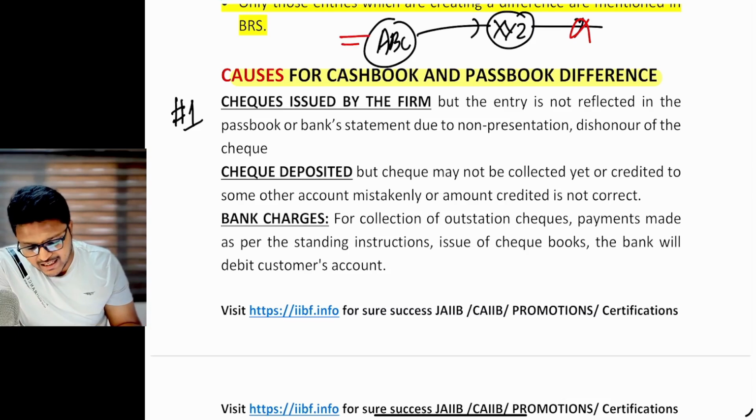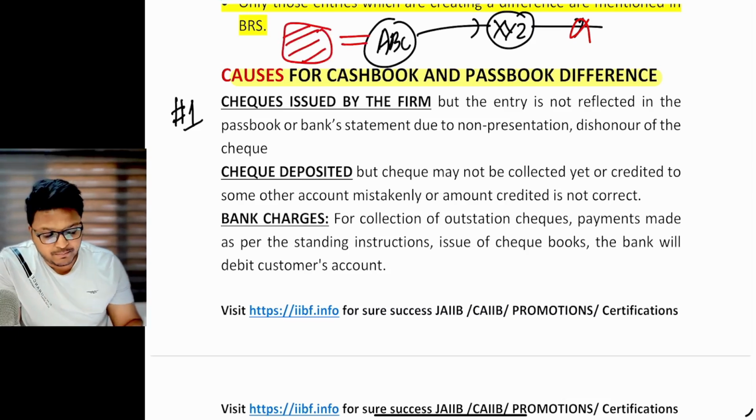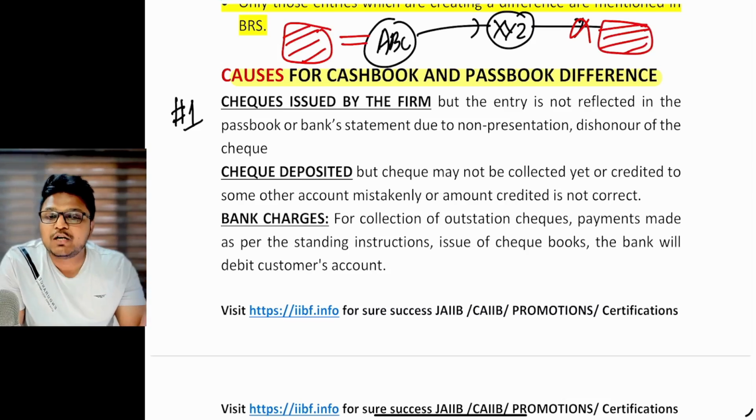So you may have reflected the changes in your cash book on the same day basis, on an immediate basis, but the check is not deducted from your bank account right now, right? So there may be a difference.